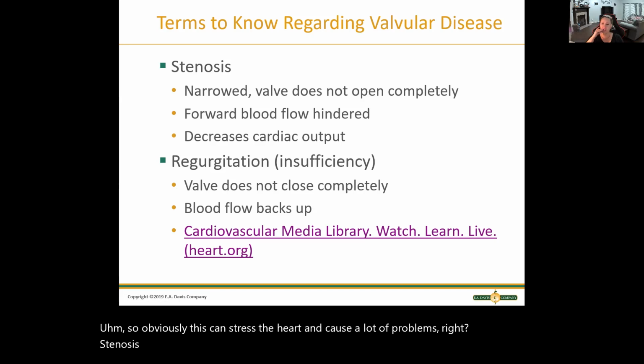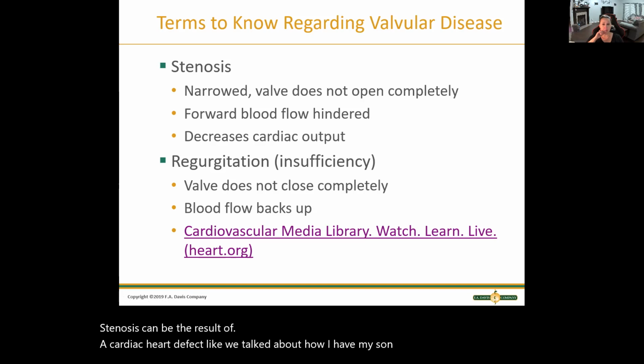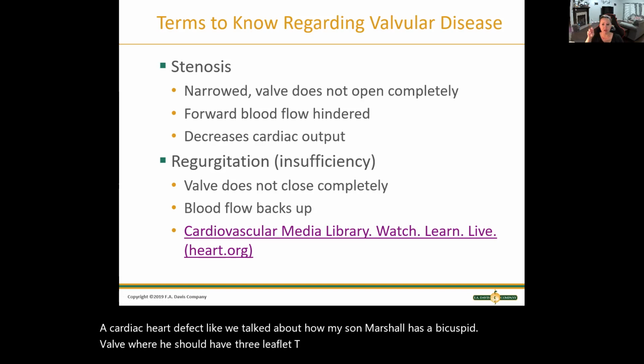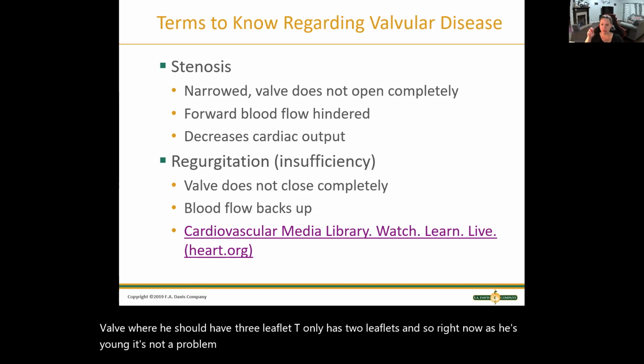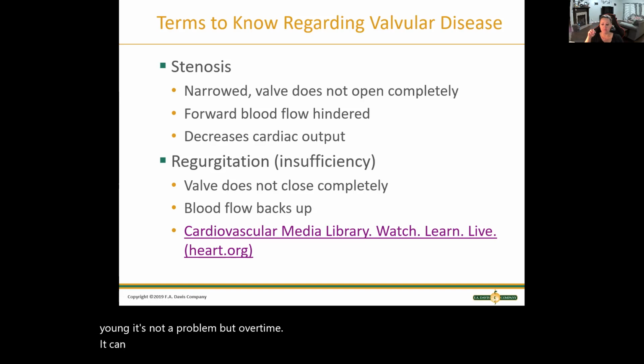Stenosis can be the result of a cardiac heart defect. Like we talked about, my son Marshall has a bicuspid valve where he should have 3 leaflets. He only has 2 leaflets. Right now, as he's young, it's not a problem, but over time it can become a problem because it can cause regurgitation. And that's actually a pretty common cause of the regurgitation that a lot of people have: congenital heart disease.